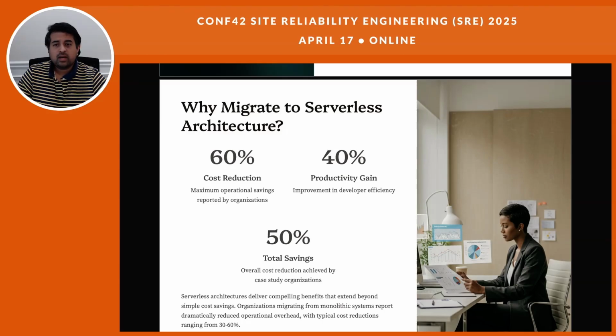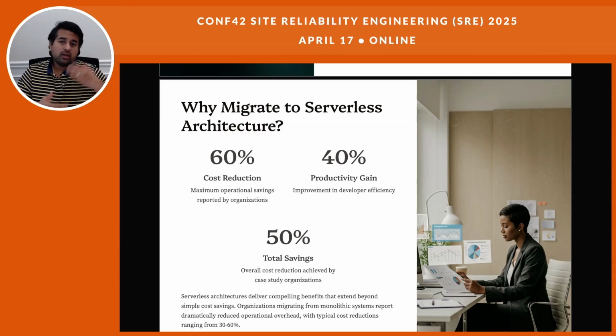Perhaps more importantly, these organizations experience a 40% boost in developer productivity by eliminating infrastructure management tasks. This translates to faster innovation cycles and significantly reduced time to market for new features. Studies indicate that serverless adoption can accelerate feature deployment by up to 50%, enabling business to respond rapidly to market changes. Furthermore, the inherent scalability of serverless architecture leads to a 20 to 30% improvement in application resilience, reducing downtime and enhancing the user experience.